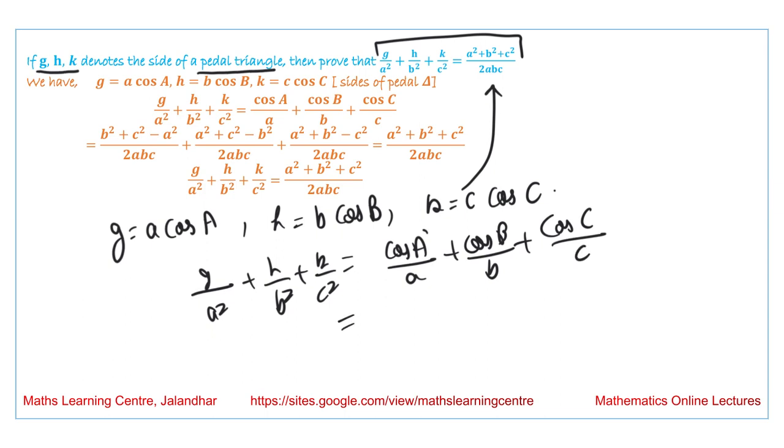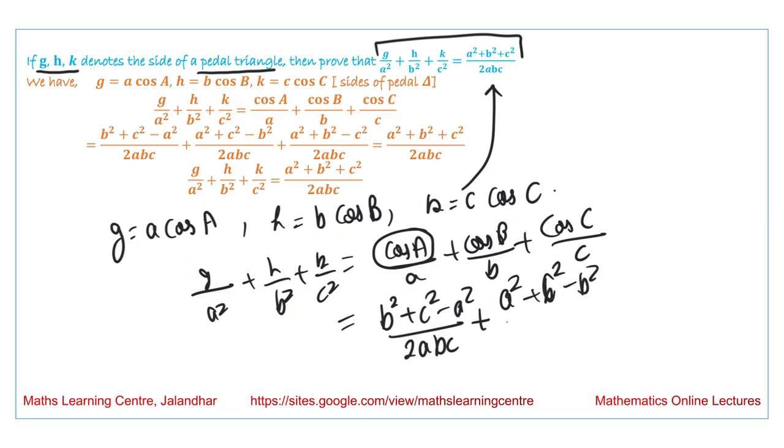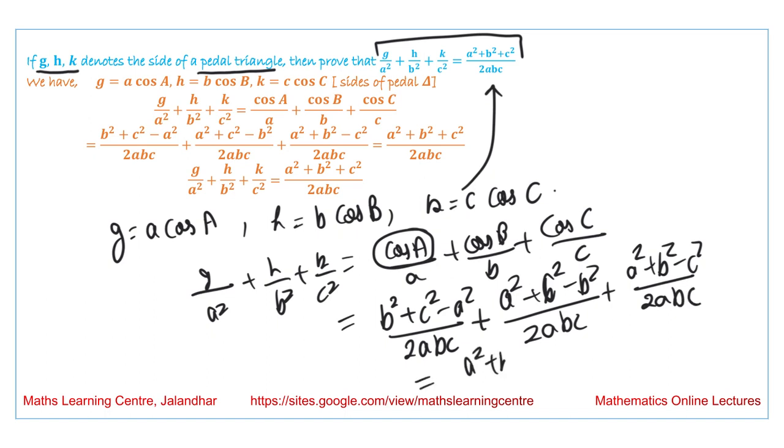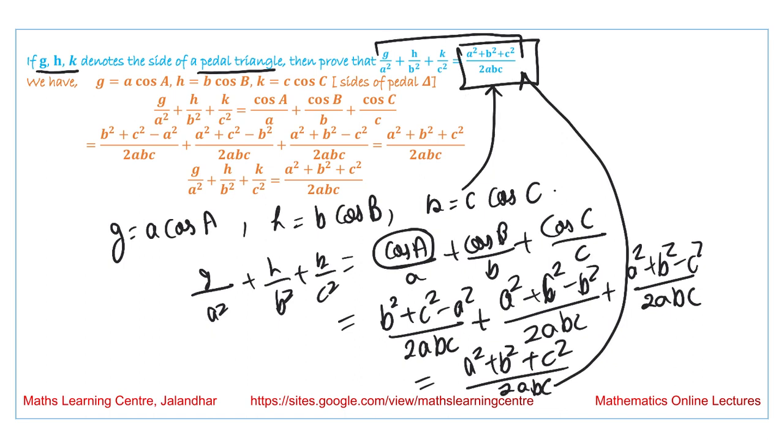Now the value of cos A, by the cosine formula, is b square plus c square minus a square upon 2bc, so it becomes over 2abc. Next it is a square plus c square minus b square over 2abc, and last it is a square plus b square minus c square over 2abc. So if we solve all these values, the final answer we obtain is a square plus b square plus c square divided by 2abc, and this is what we have to prove.